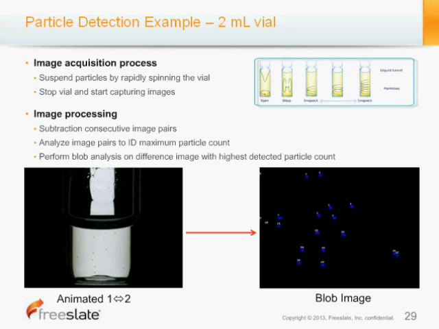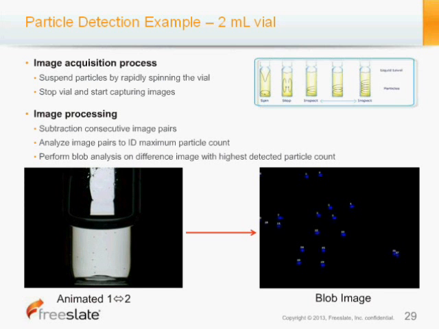Since the solution inside the vial is still spinning, the particles are carried around in the solution. You can see in the lower left-hand corner an image of 2 consecutive images that we took, and you can see the particle movement between those 2 images. So we take several images, and then we subtract the consecutive image pairs from each other. The reason we subtract the consecutive image pairs is that we can eliminate any defects in the glass in the image by taking the difference image.